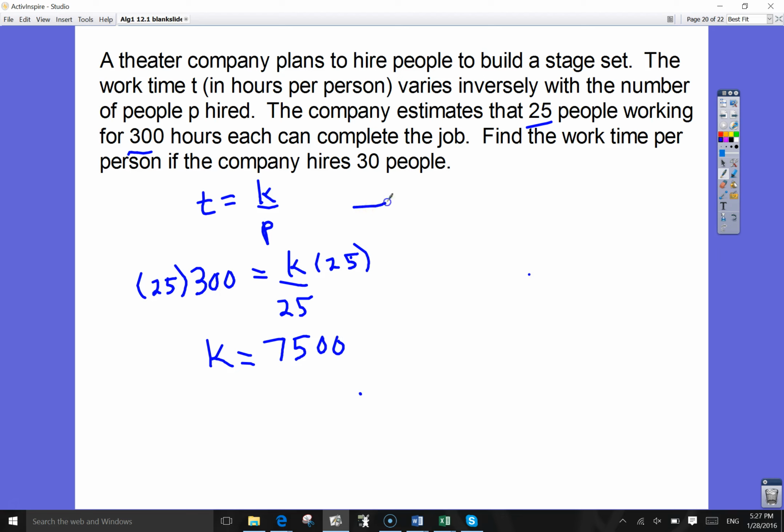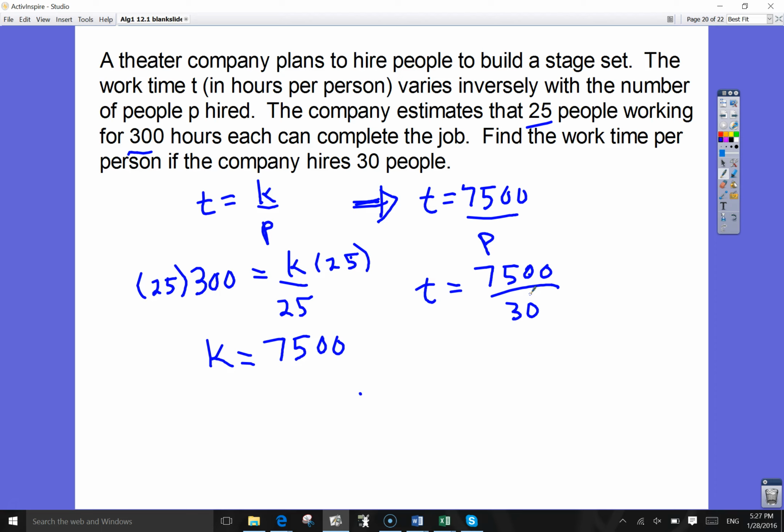So here's our updated inverse variation: T equals 7,500 divided by P. Okay, now third step, answer the question. Find the work time per person if the company hires 30 people. Okay, so T equals 7,500 divided by 30.